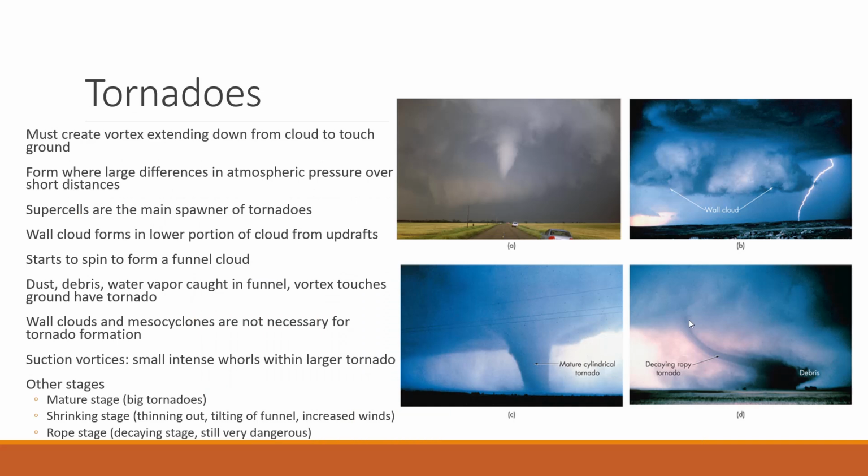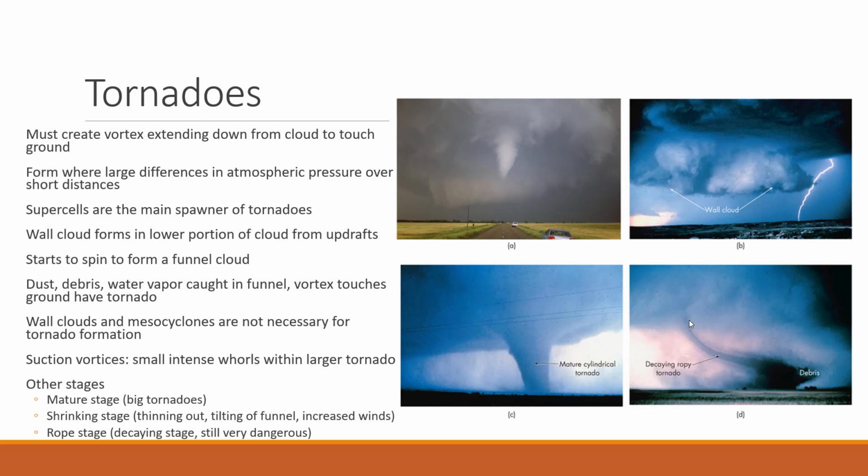Tornadoes are a storm that's going to be created when we have a vortex extending from the cloud to touch the ground. So they will form when we have large differences in atmospheric pressure over very short distances. Supercells are the main spawner of tornadoes, but we can get them in other places too.